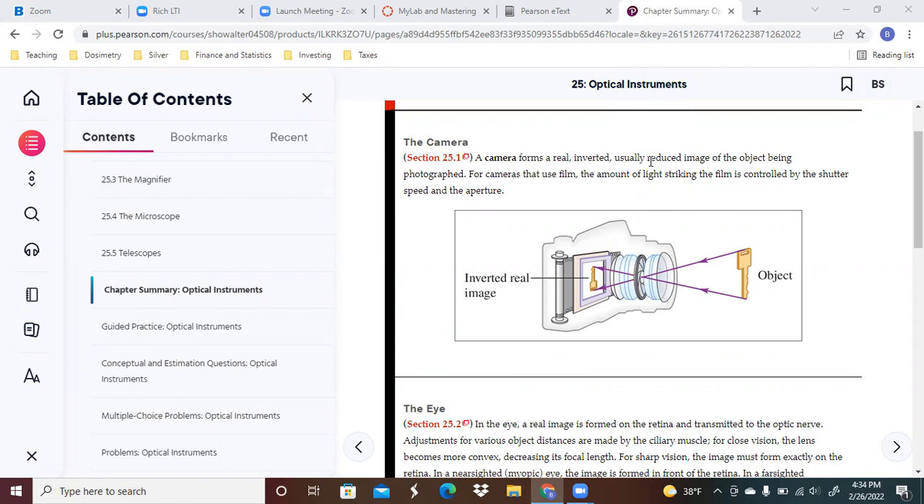So a camera forms a real inverted, usually reduced image of the object being photographed. For cameras that use film, the amount of light striking the film is controlled by the shutter speed as well as the aperture. So you can see here you've got the object, and then as it comes in, the object is turned upside down, and then you have an inverted real image. So let's take a look here.